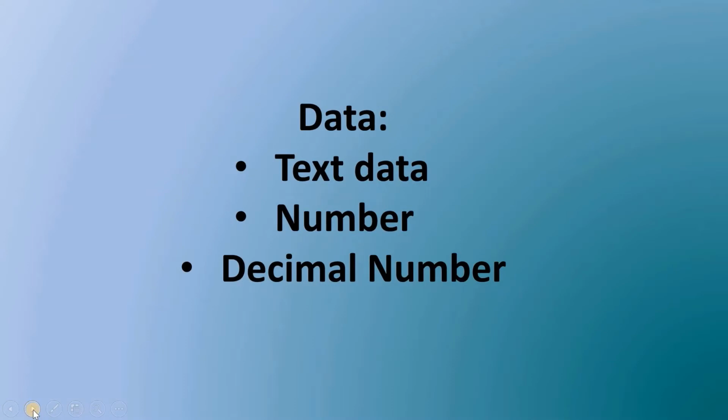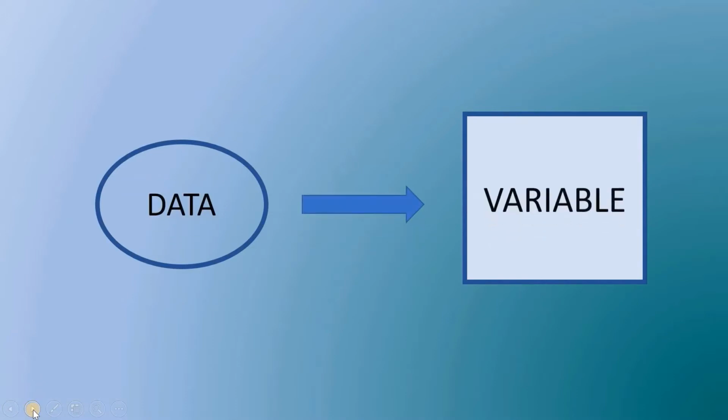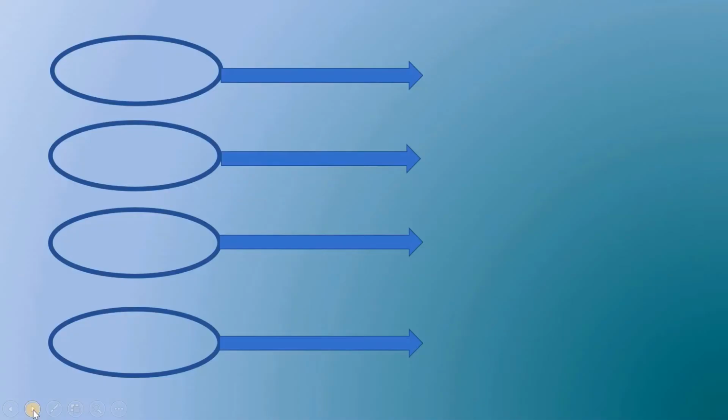Data can be text data, a number, or a decimal type of number. In order to store this kind of data, you will need a variable. When you wish to store the data, you also need to know what a data type is.